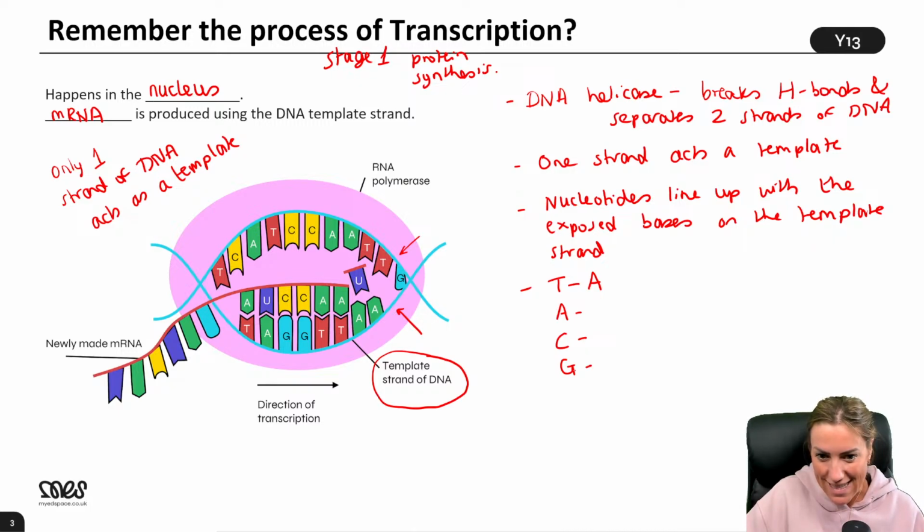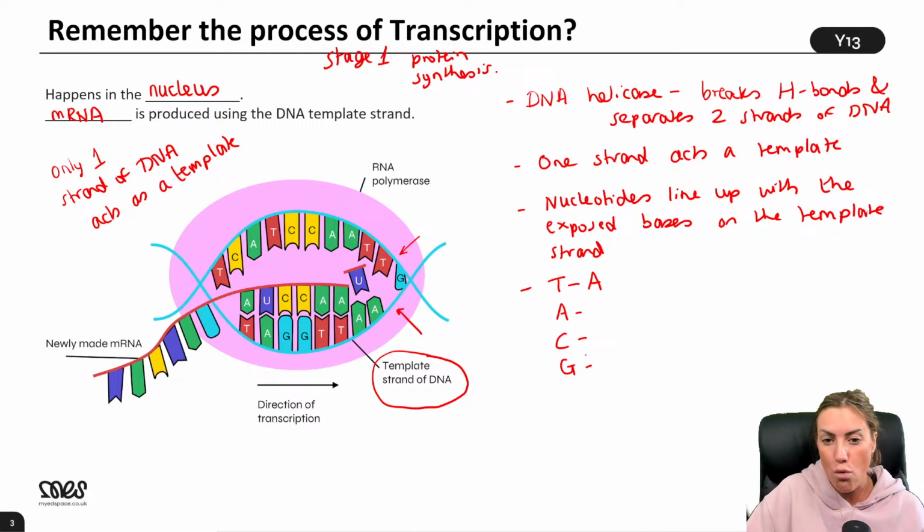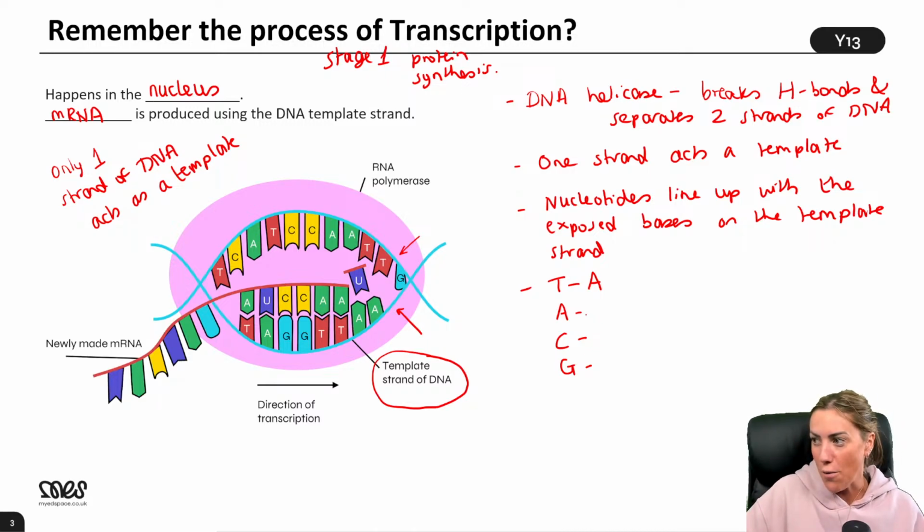Good, Sienna, Daisy. Remember, we're making RNA, so we've got RNA nucleotides moving in. There is no thymine in RNA. Good, so if there's an A on the DNA, that would pair with a U base or a uracil on an RNA nucleotide. The C, good, would pair with a guanine, and the guanine on DNA would pair with a cytosine on RNA. Okay?